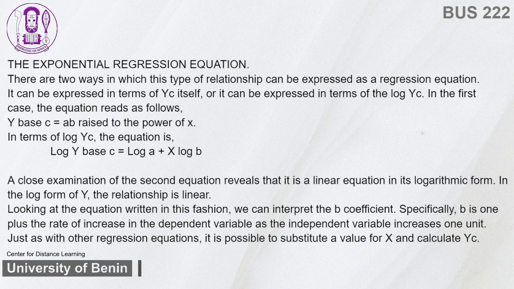Y base c equals a b raised to the power of x. In terms of log yc, the equation is log y base c equals log a plus x log b. A close examination of the second equation reveals that it is a linear equation in its logarithmic form. In the log form of y, the relationship is linear. Looking at the equation written in this fashion, we can interpret the b coefficient. Specifically, b is 1 plus the rate of increase in the dependent variable as the independent variable increases 1 unit. Just as with other regression equations, it is possible to substitute a value for x and calculate yc.